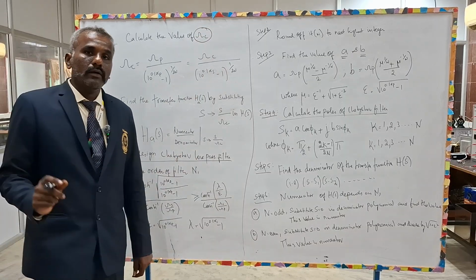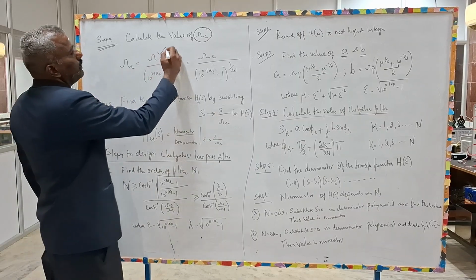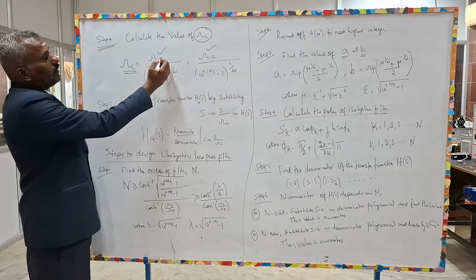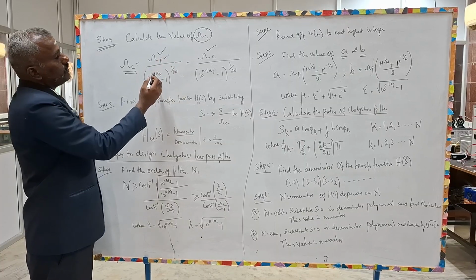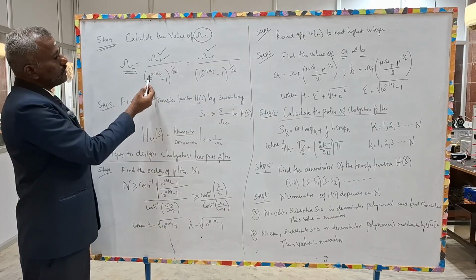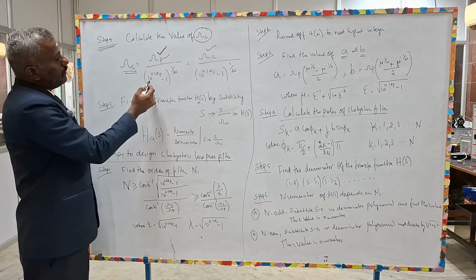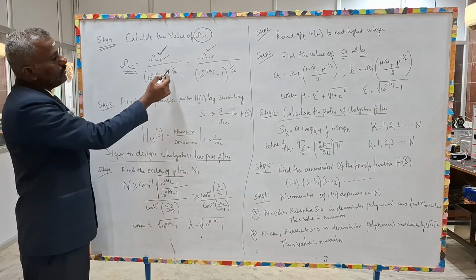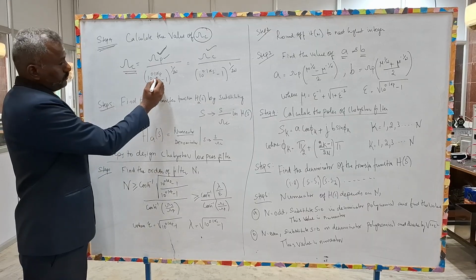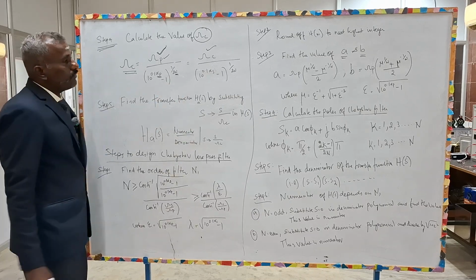Ω always represents analog and ω always represents digital frequency. In that we may have two formulas for finding out the cutoff frequency. From the passband frequency we can find out the cutoff frequency. Ω_p is given, then we select this formula: Ω_p divided by (10 to the power of 0.1 α_p minus 1) whole power 1 by 2N, where α_p is the passband attenuation and N is the order of the filter.